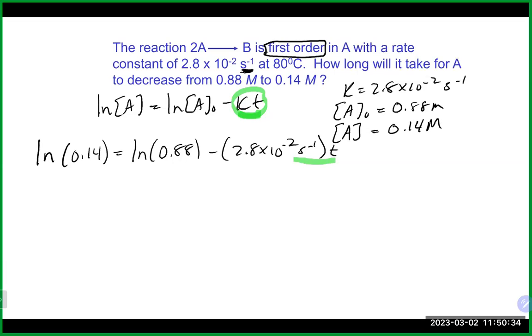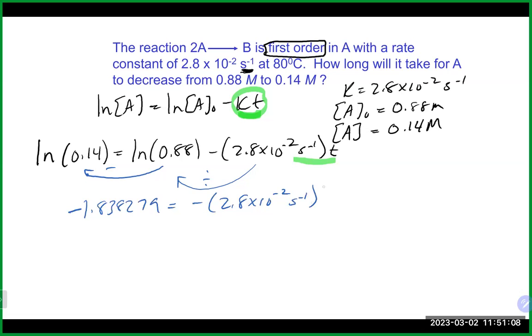Personally, I'm going to subtract this to that side, and then I'm going to divide that, basically. So that's what I'm going to do mathematically. I'm going to do the natural log of 0.14, hit equals, subtract the natural log of 0.88. If you do that, you'll end up with negative 1.838279 is equal to negative 2.8 times 10 to the minus 2 reciprocal seconds times t.